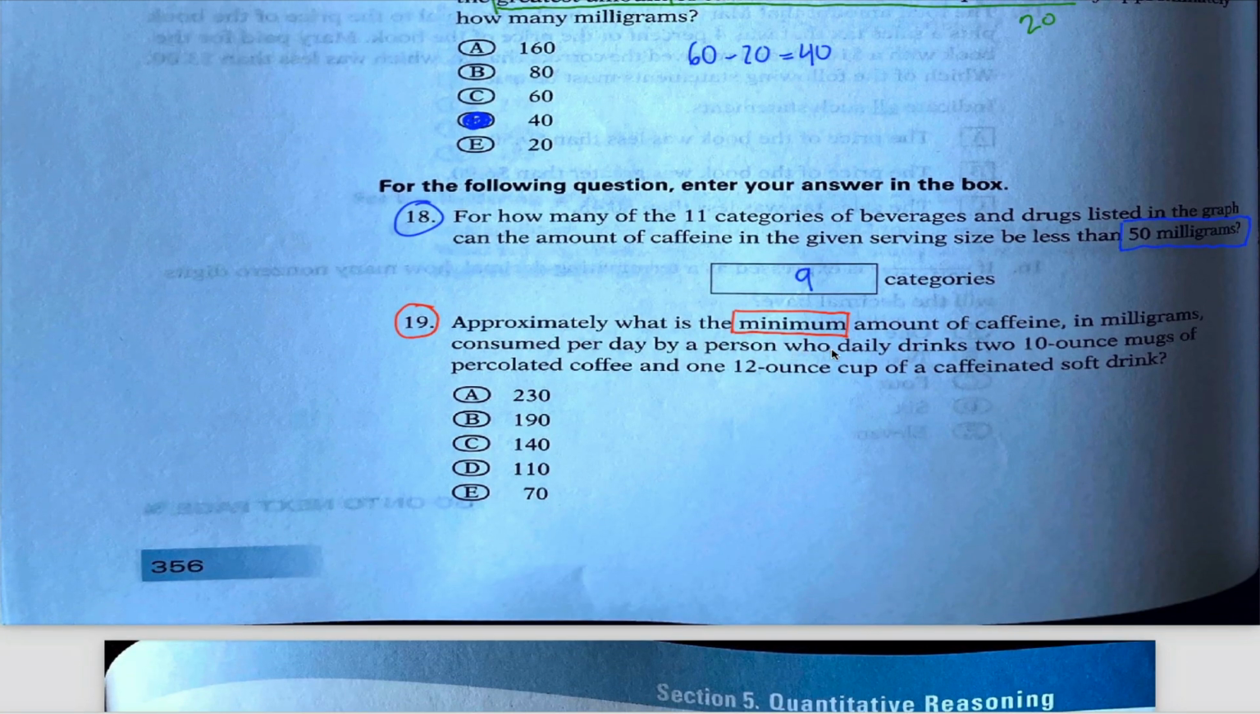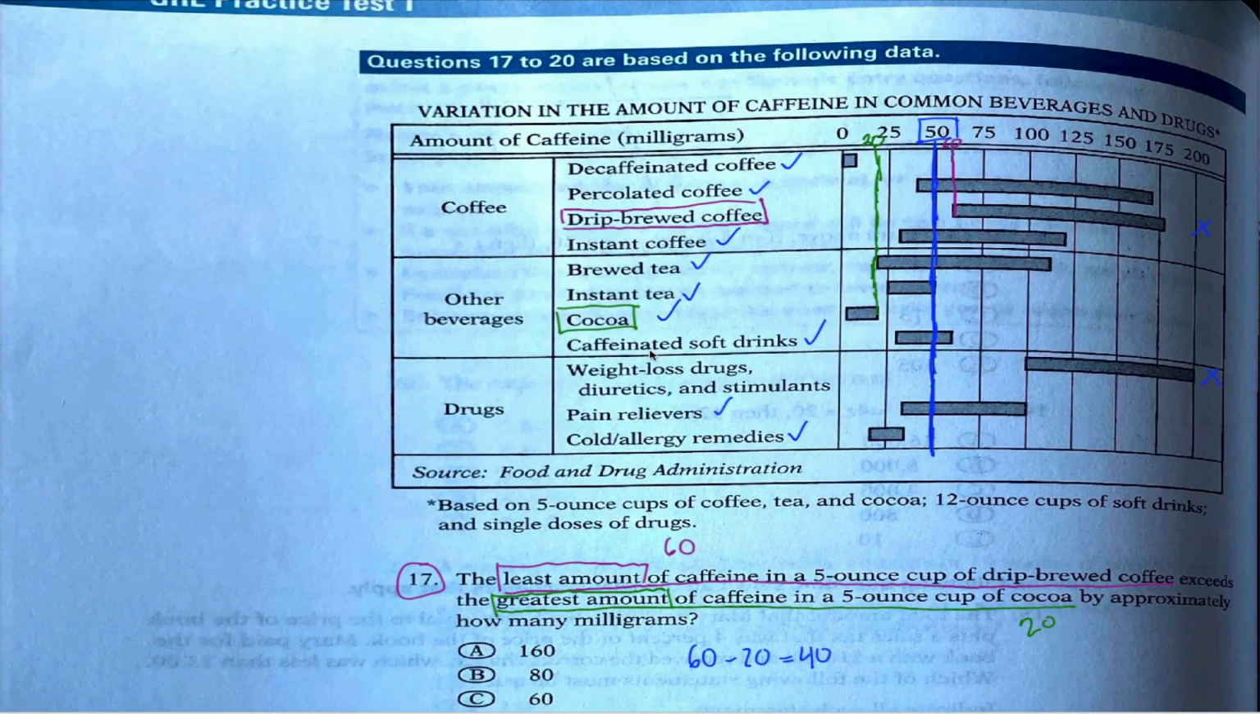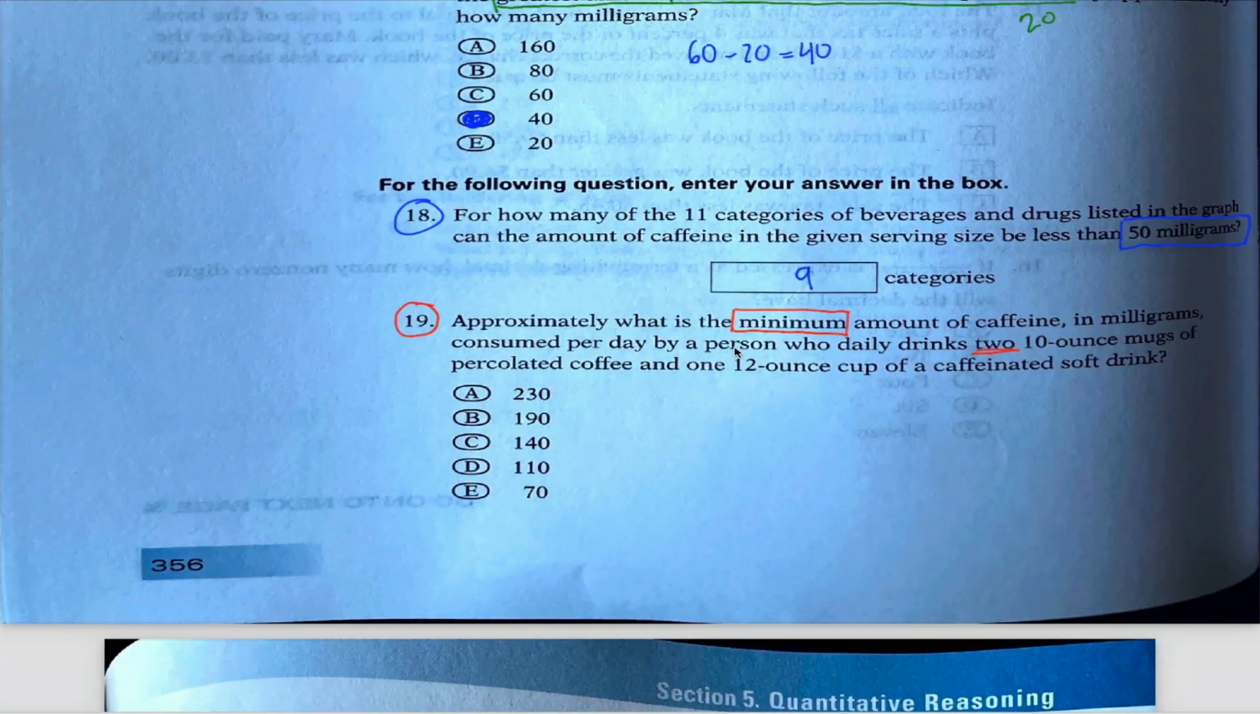Consumed per day by a person who drinks 2. Oh, they're trying to mess with me. 2 of these mugs of percolated coffee. So you're probably thinking I go up here to percolated coffee and figure out the left endpoint, which looks to be roughly 40. But you're not going to trick me. It's not just one of these 40s, it's 2 of these 40s.